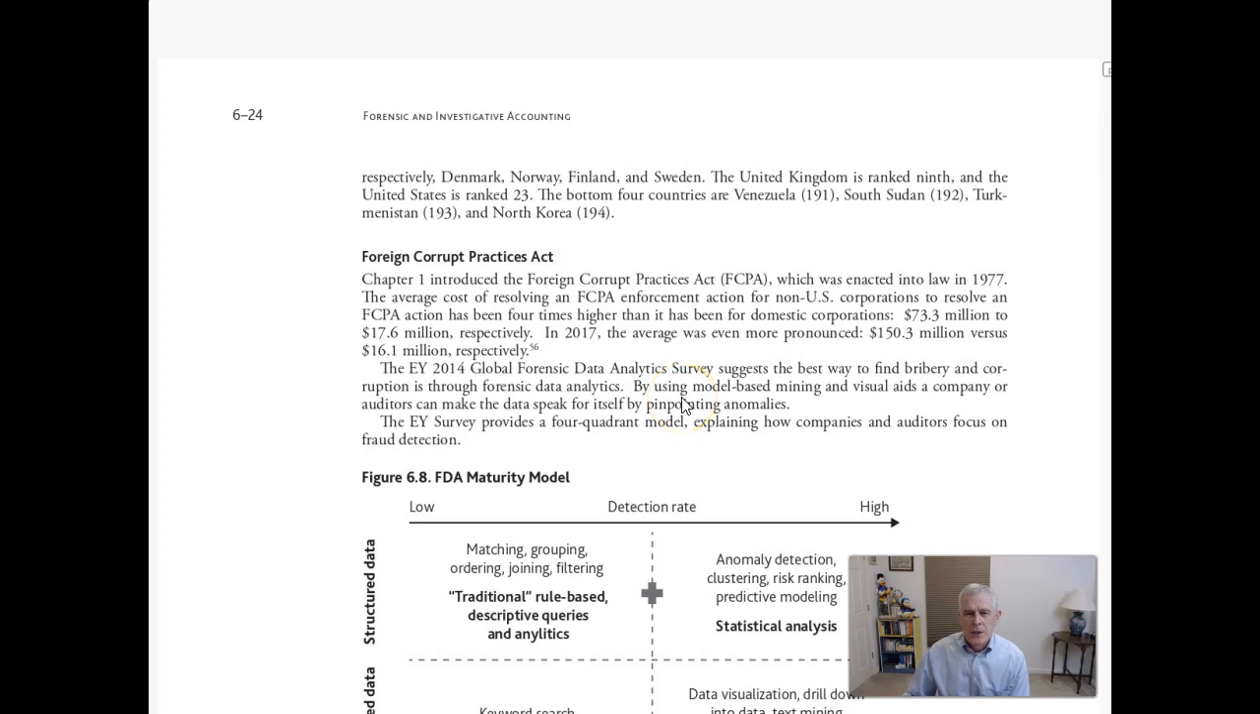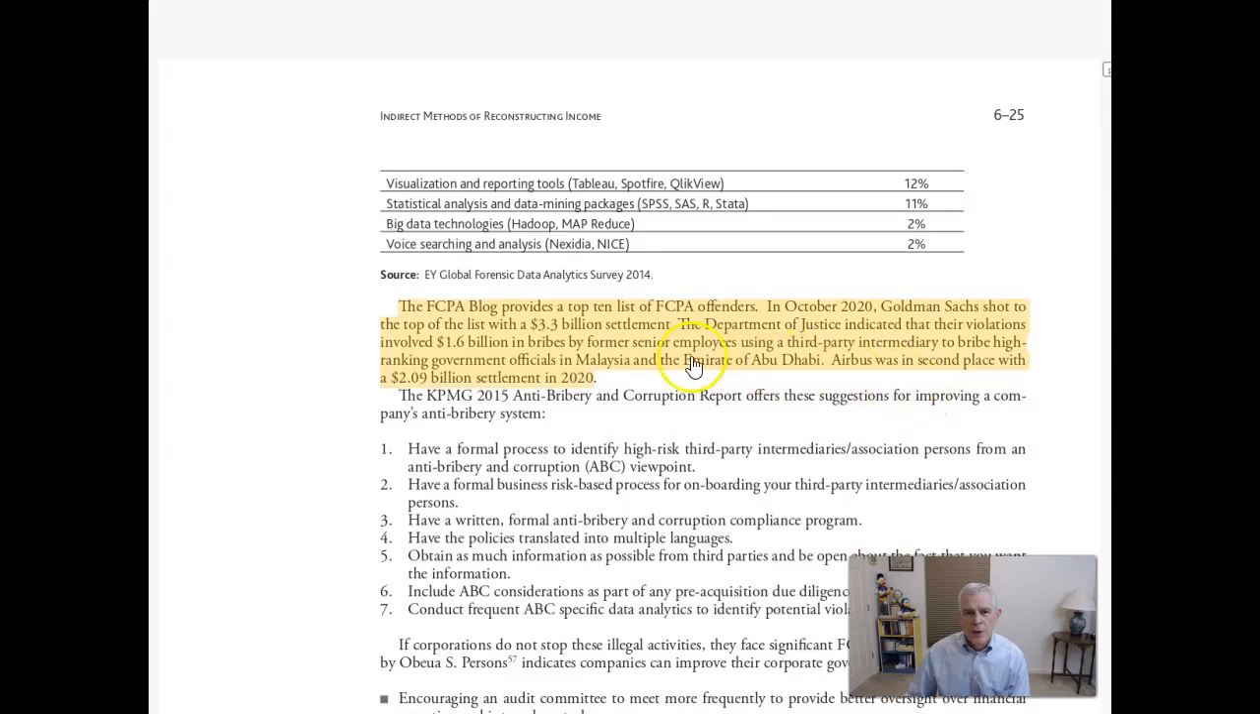We talked about the Foreign Corrupt Practices Act, I think in the first chapter. It is a powerful tool the U.S. government has to stop these corrupt practices around the world. I want to show you on the next page, in recent years, look, in 2020, Goldman Sachs, big name brand company, had a $3.3 billion settlement. They had bribes to third parties and so forth, government Malaysia and Dubai. Okay, so the fine was $3.3 billion. Airbus, over there in Europe, had to pay over $2 billion in 2020 because of usually bribes or kickbacks or something being paid to governments or some entities.